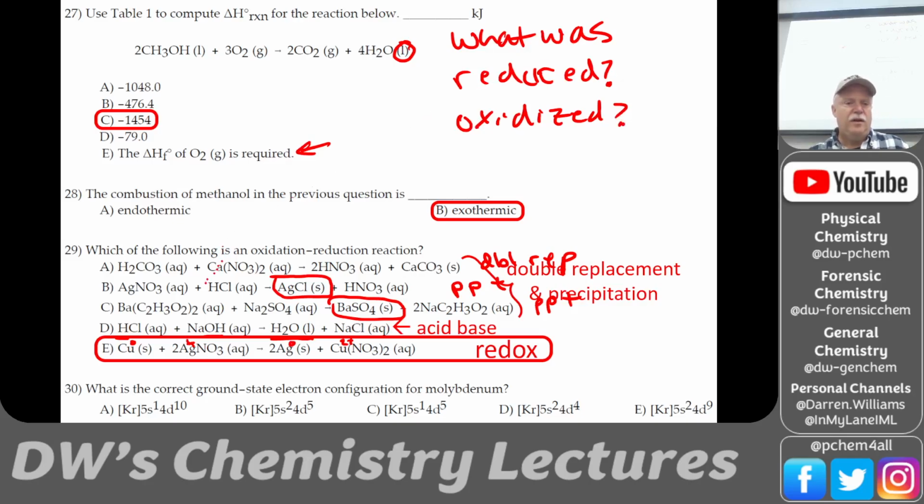All right, so which one of these was reduced? The copper or the silver cation? So copper, what happened to its number? It went from 0 to +2. That's going up. And reduced, a good way to remember this is that number goes down. Okay, so silver went from +1 down to 0.